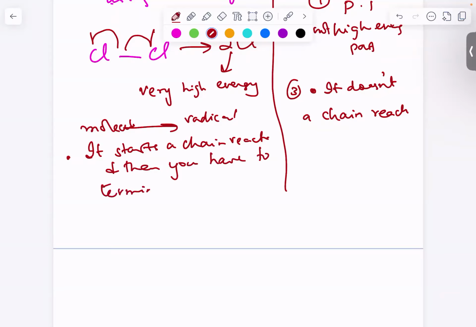For example, you must have seen some science fiction movies, yeah? In those, you have to terminate that thing, otherwise it will destroy everything, right? The effect is devastating. So that is why you need to terminate things.